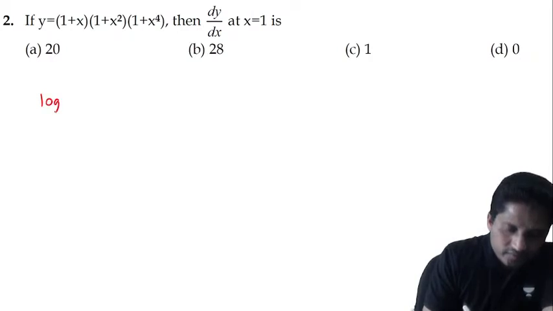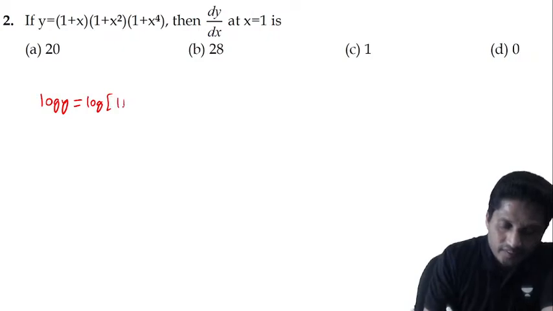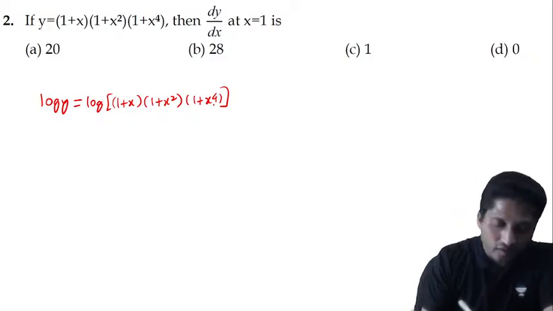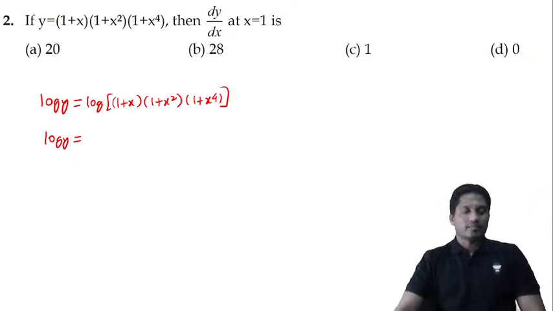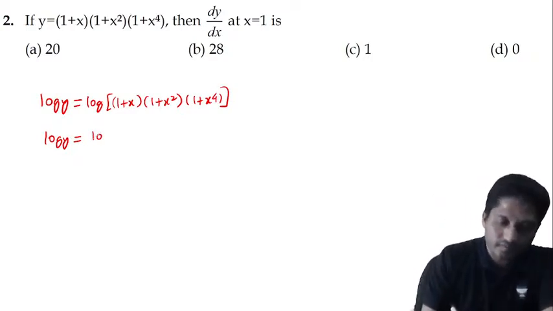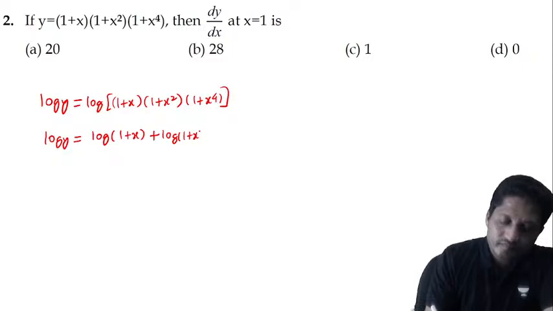Let's say I take log y is equal to log of (1 plus x) into (1 plus x square) into (1 plus x power 4). I'm taking log on both the sides. I get log y is equal to, using log m into n is log m plus log n, log of (1 plus x) plus log of (1 plus x square) plus log of (1 plus x power 4). I'm using the log property.